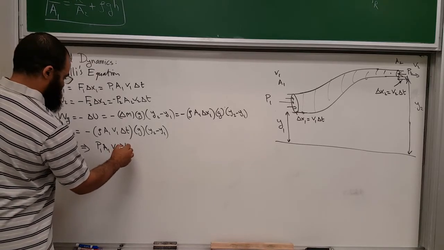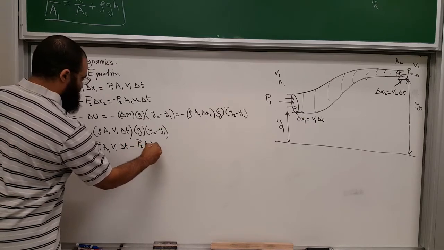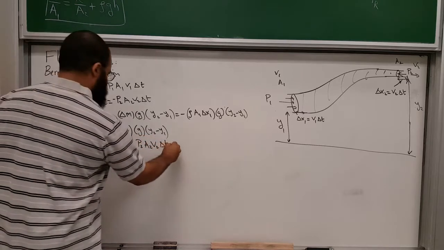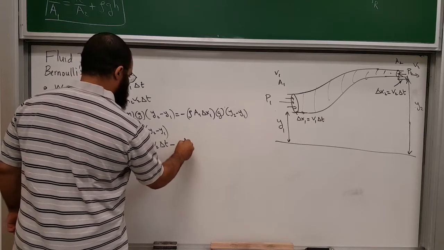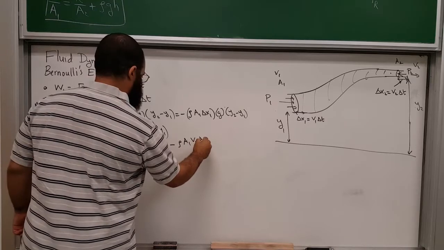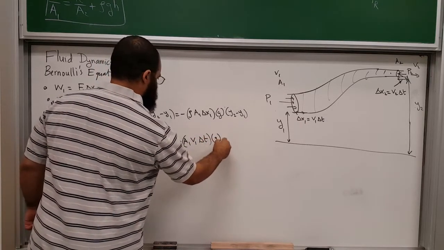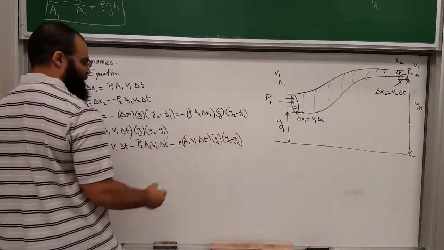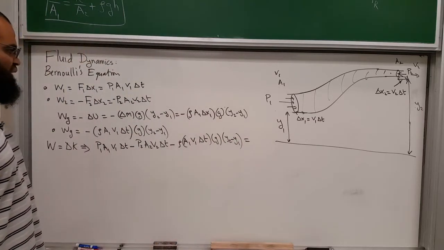and then minus P2 A2 V2 delta T, minus, this is the work done by gravity, minus rho A1 V1 delta T times g times y2 minus y1, will equal the change in kinetic energy.